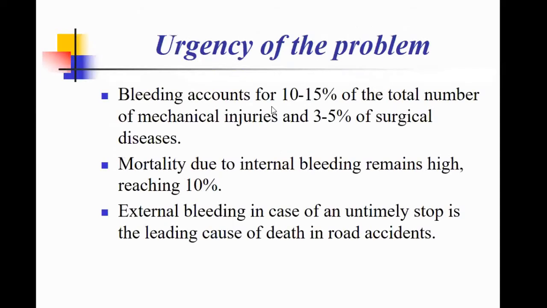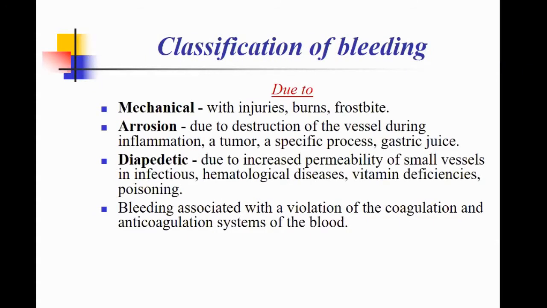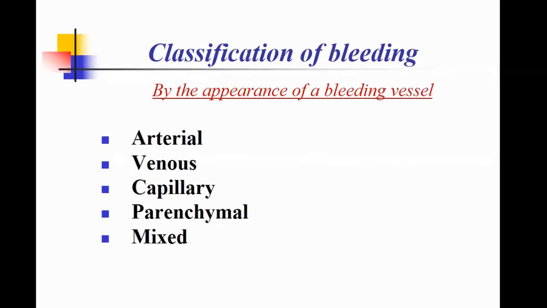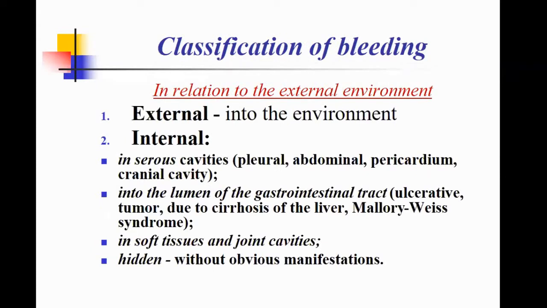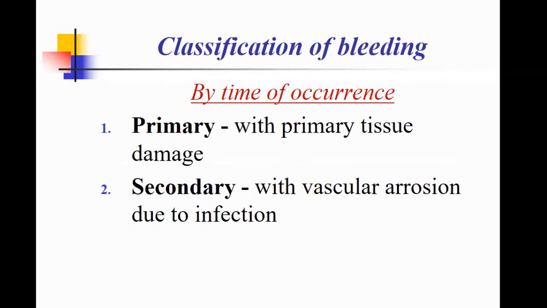Urgency of the problem: bleeding accounts for 10-15% of the total number of mechanical injuries and 3-5% of surgical ones. Please write the classification of bleeding due to mechanical causes. Please write the definition, and why bleeding vessels appear. Bleeding is internal or external, into the environment. Internal bleeding is divided into primary and secondary.